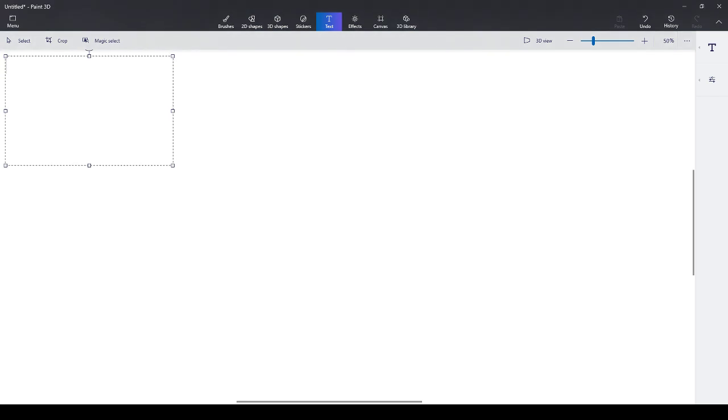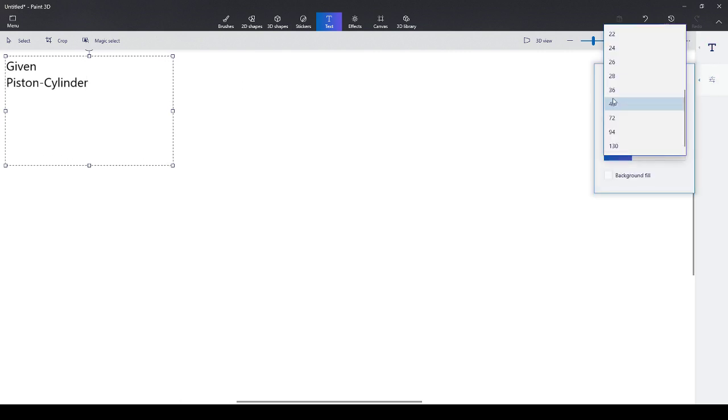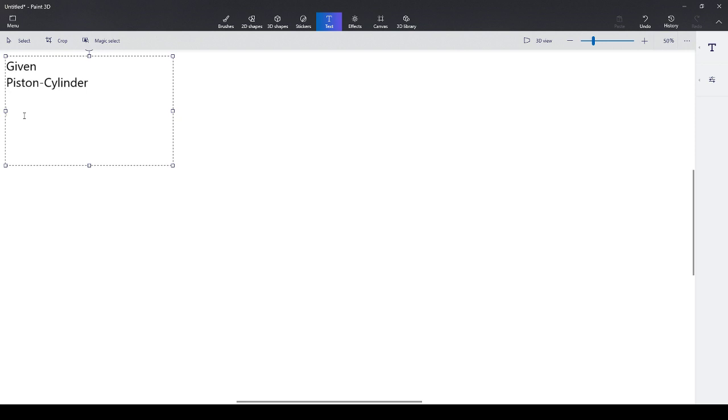Now, first one here. It says a piston cylinder assembly. So let's think about that. I'm going to do given, and then we have piston cylinder. Okay, so that's one thing that we have, right? I'm going to turn the font down as well. I feel like that's kind of obnoxious. Okay, so piston cylinder assembly, got that one.